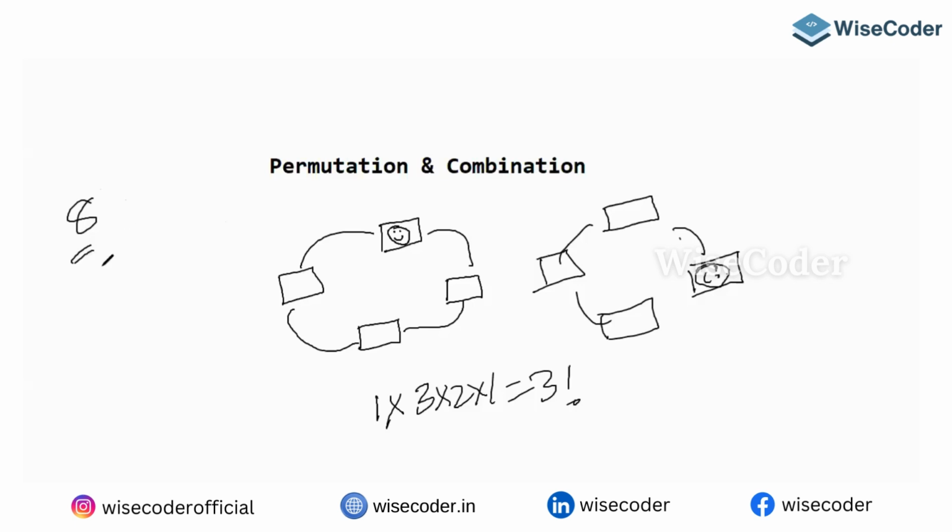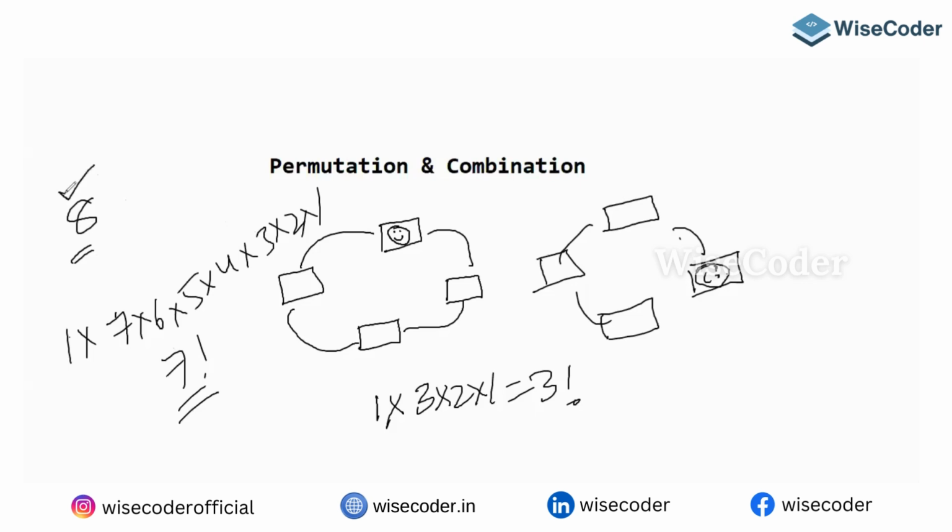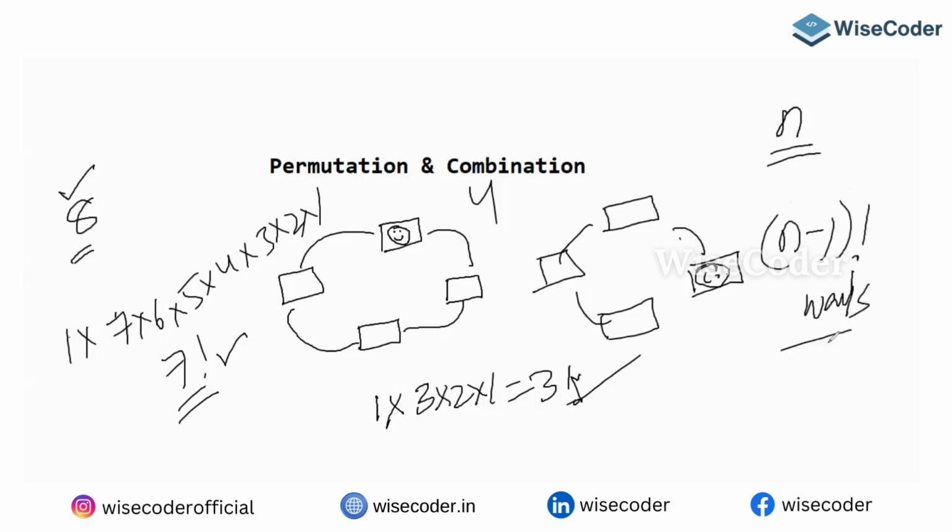Let's say 8 people. Now 8 chairs. So the first person will be 1 only. For the next persons, 7, 6, 5, 4, 3, 2 and 1. That is nothing but 7 factorial. So when there are 8 chairs, the ways is 7 factorial. When there are 4 chairs, it will be 3 factorial. So when there are n chairs, how many ways? n minus 1 factorial ways.